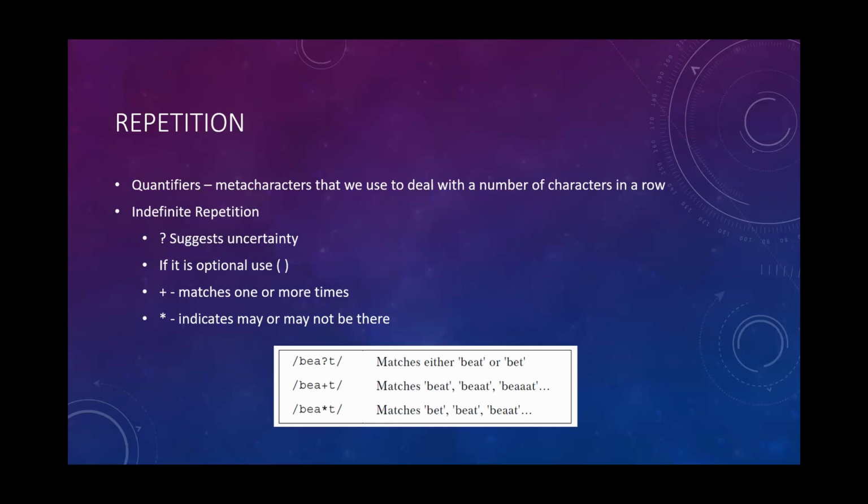Here, I've got a plus if it matches one or more times. So BEA+T. So it's going to be BEAT, BE, and then however many A's I have. The asterisk is going to indicate that it may or may not be there. So that is actually going to be kind of a combination of the two above it. If the A is not there, it's going to give me the BET like the question mark. And it's also going to give me all of the variations of however many A's are in line. This is considered indefinite repetition because we're not sure of what's there. So therefore, we can look to see if it exists and how many times it exists.